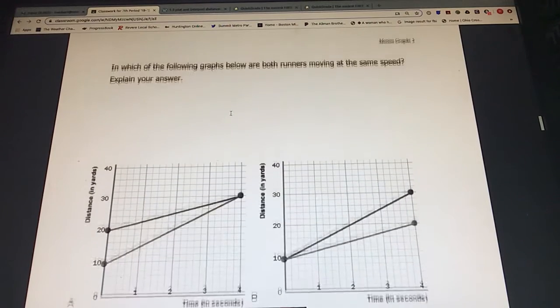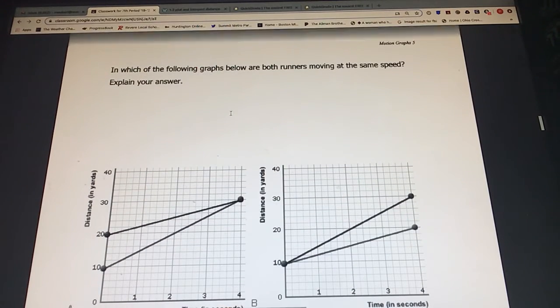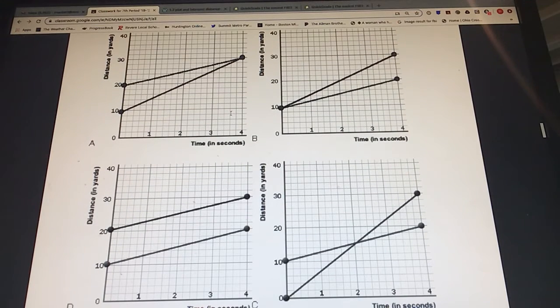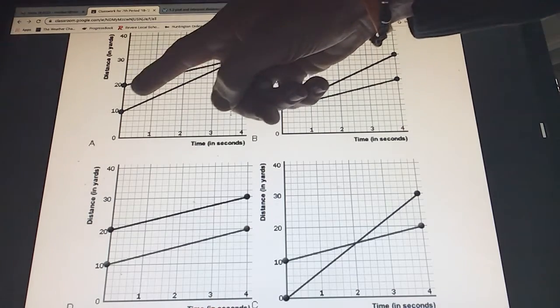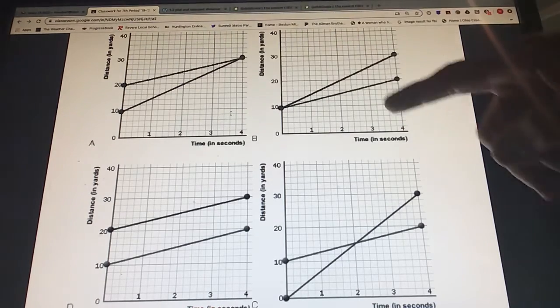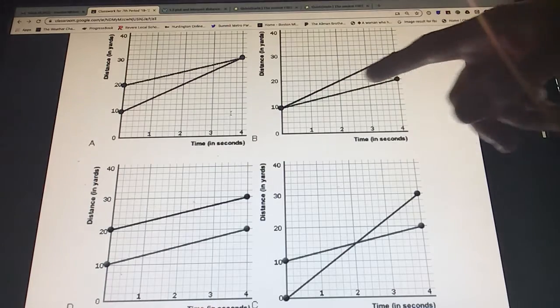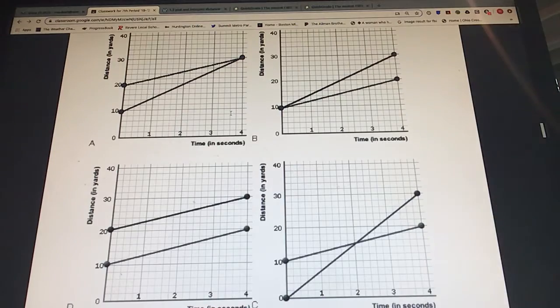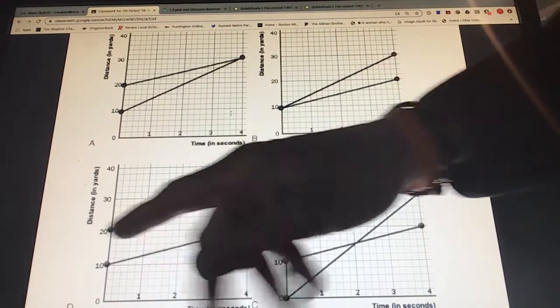Next problem. In which of the following graphs are both runners moving at the same speed? So we're looking for people moving at the same speed. So the lines should be the same slope. Don't have to be together, okay? But the same slope, the same angle. This should be parallel. This one's moving faster than this guy. This one's moving faster than this person. This person's really moving really slow. This person's moving really fast. These two are parallel, okay? They're moving at the same speed.